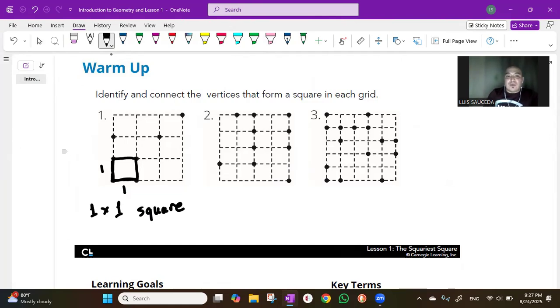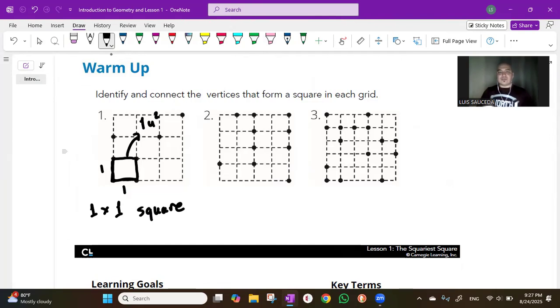And why do we call it 1 by 1? Because if you multiply 1 times 1, how many squares do we have? This one has one square unit, because it's literally one square. So now let's go for the next one, number two.